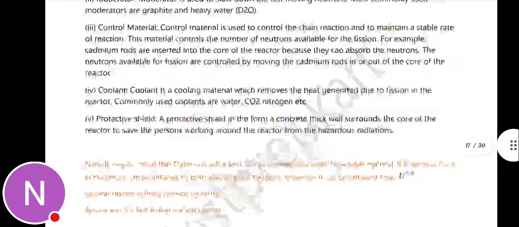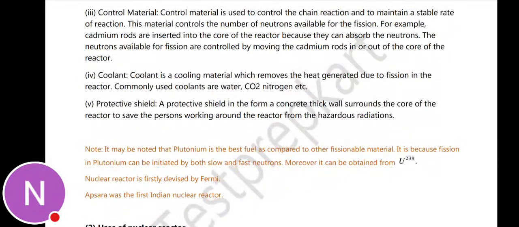And next is the control material. The control material is used to control the chain reaction, and it also helps to maintain a stable rate of reaction. This material controls the number of neutrons that are available for fission.